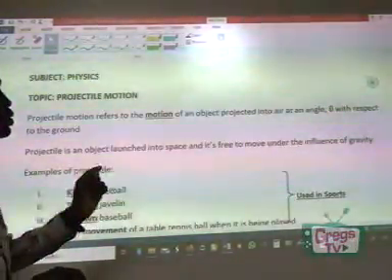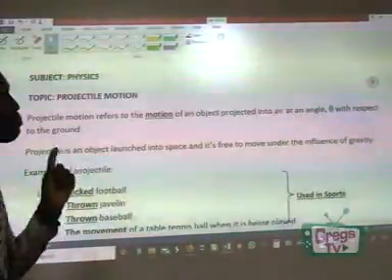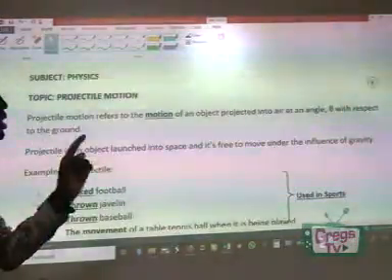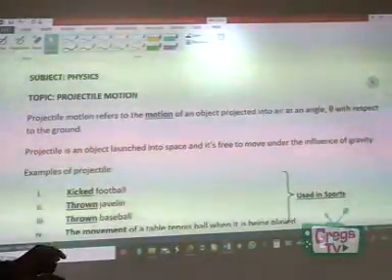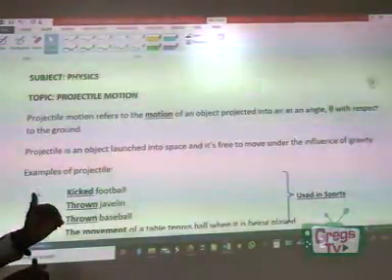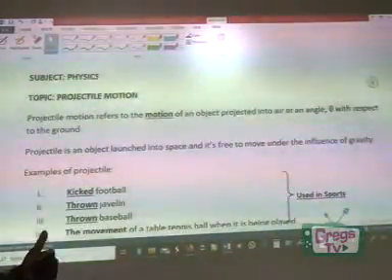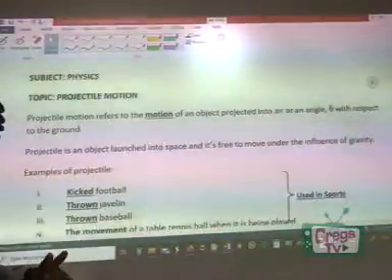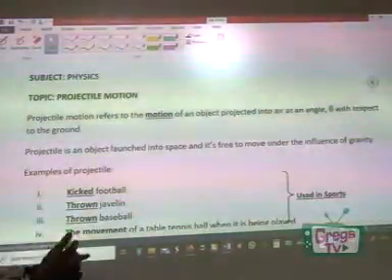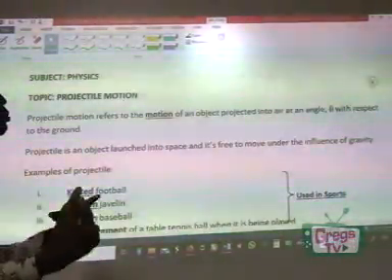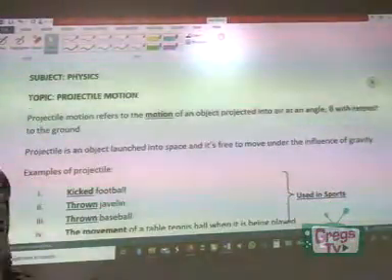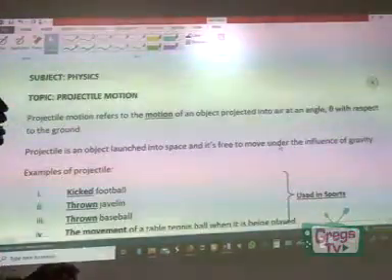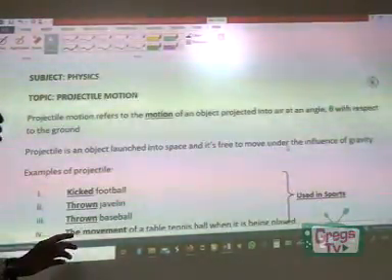So when you are defining projectile motion, the keyword there, motion, is very important, and that phrase, projected into air, is also very important. After that, there is another thing called a projectile. A projectile is an object launched into space and free to move under the influence of gravity. So the words launched into space and free to move under the influence of gravity are very important. Please make sure you pay attention to all these keywords.